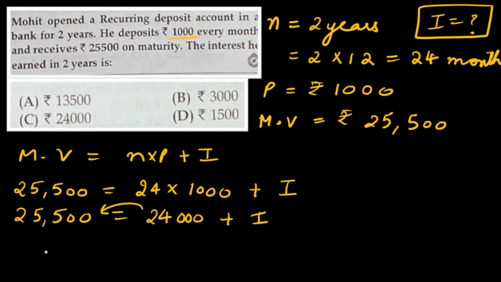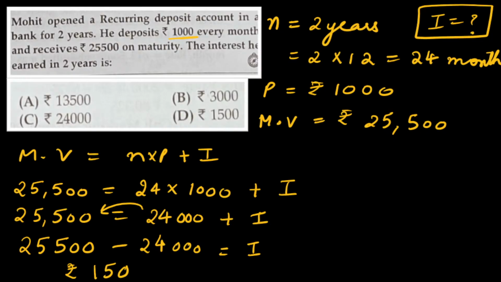So this 24,000 will shift to the other side. 25,500 minus 24,000, because when we shift it to the other side, it gets subtracted since on this side it was being added, is equal to I. So what will be the value of I? Yashri has given the answer, 1,500. If you do the subtraction, you get 1,500. The value of interest is rupees 1,500. So which option? Option D is the correct answer.